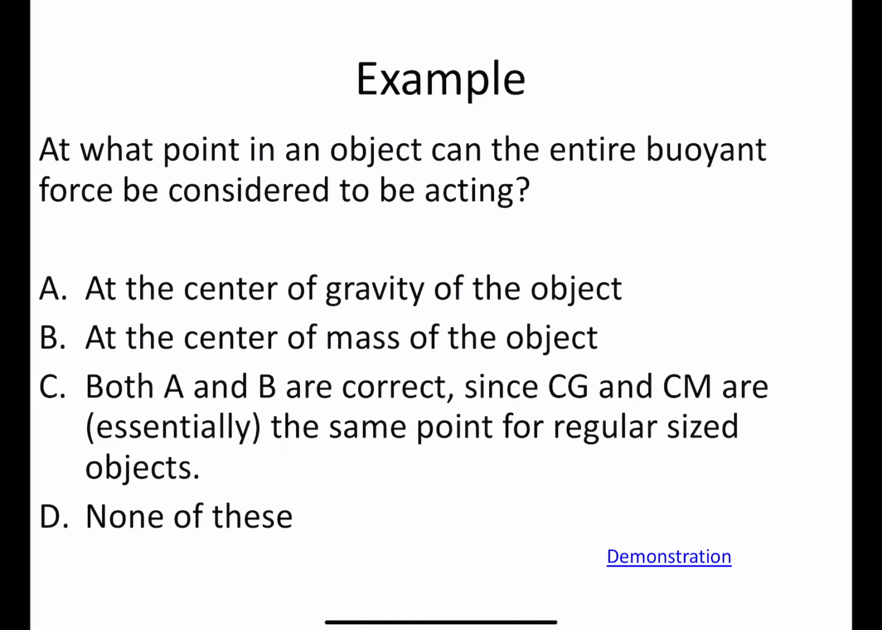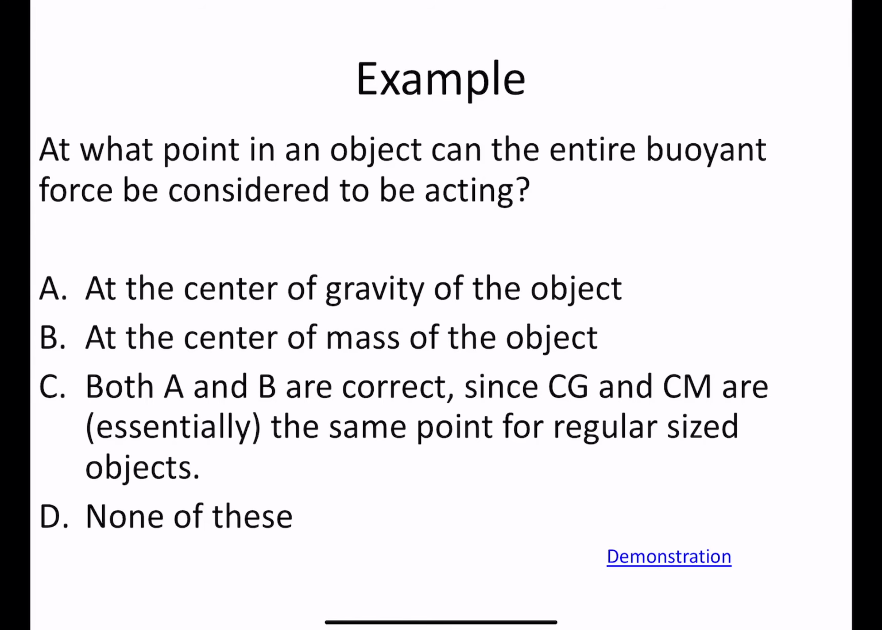The buoyant force is, in reality, acting on every particle of the object, but what is one point in the object where you can consider the buoyant force to be acting? Like if you were to think of the buoyant force as a single force acting at one point on the object, where would that point be? So would it be at the center of gravity of the object? Would it be at the center of mass of the object? We talked about how for regular sized objects, the center of mass and center of gravity are pretty much the same point. So is it answer choice C? Most people choose one of A, B, or C when I ask this in class. The correct answer is none of these.